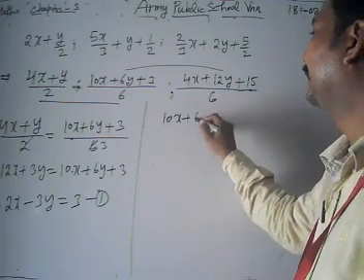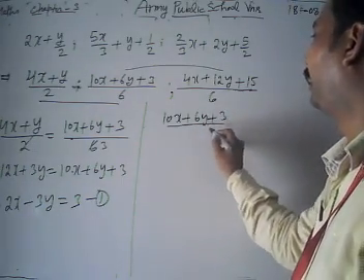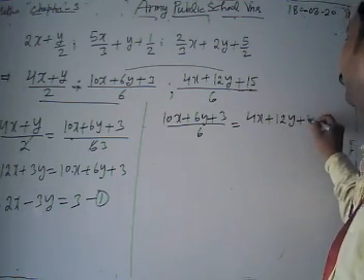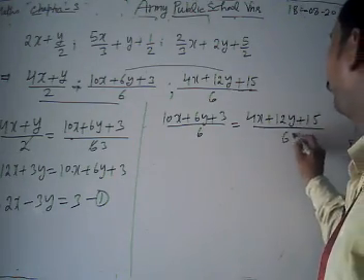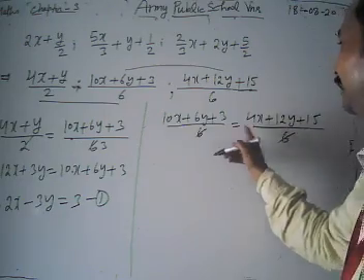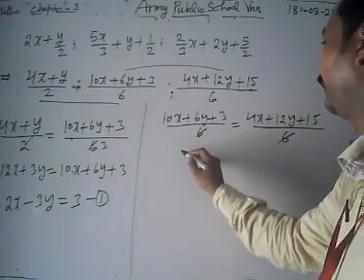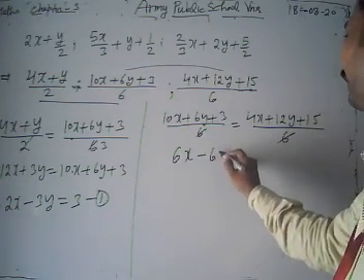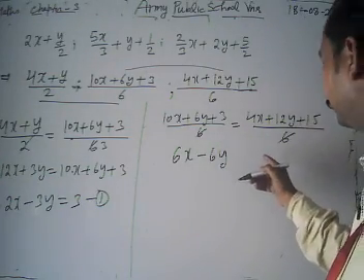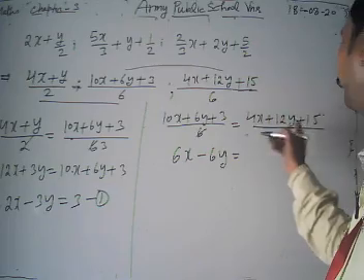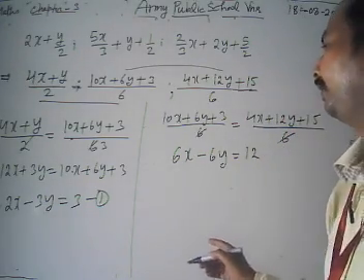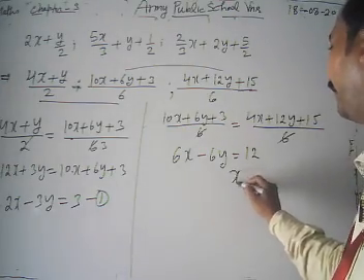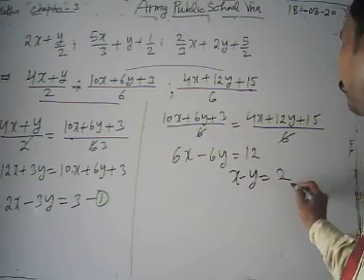10x plus 6y plus 3 upon 6 equal to 4x plus 12y plus 15 upon 6. Then 6 and 6 cancel out. 10x minus 4x we get 6x. 6y minus 12y we get minus 6y. 15 minus 3 we get 12. After dividing all terms by 6, we have x minus y equal to 2.